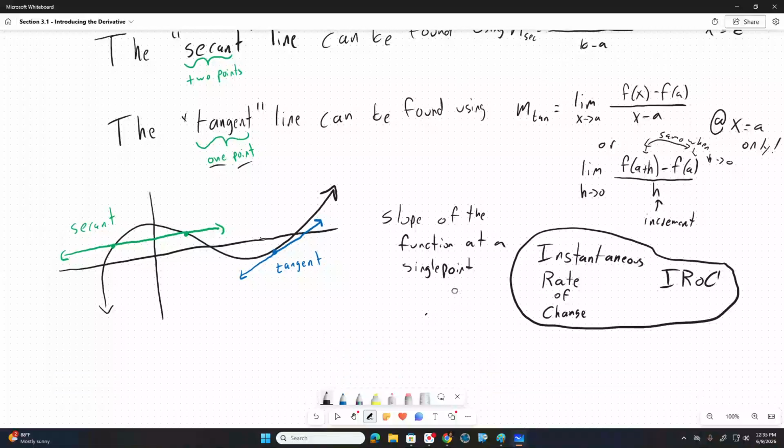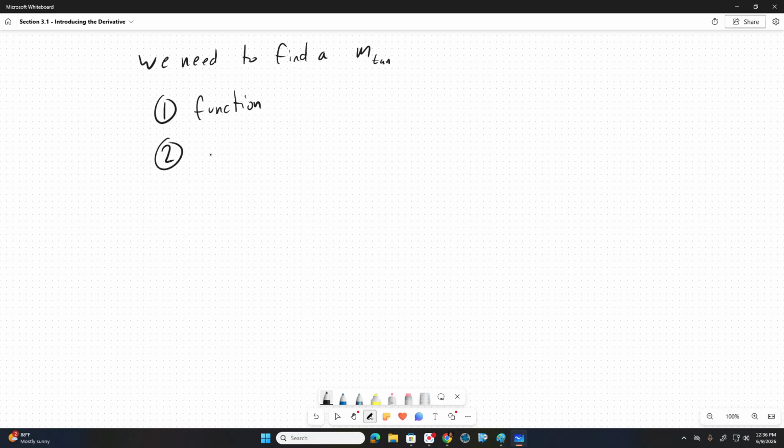Okay, so let's try it. Let's utilize this definition, and let's see if we can come up with some of these slopes of tangent lines. And hopefully we'll also be able to take a look at some examples and see why they are tangent lines. So here's what we need. We need to find an m sub tangent. First, you need to start off with a function. 2, you're going to need a point, which is just a starting location.